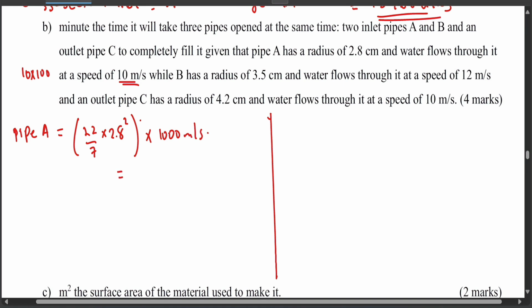Okay, so this is the area, this is the rate. So if you take 22/7 times 2.8 squared and times 1,000, it gives you 24,640 cubic meters. Is it cubic meters? No, cubic centimeters. Since I've changed this, it should be centimeters per second. So cubic centimeters per second. So for pipe B, you'll do the same thing.